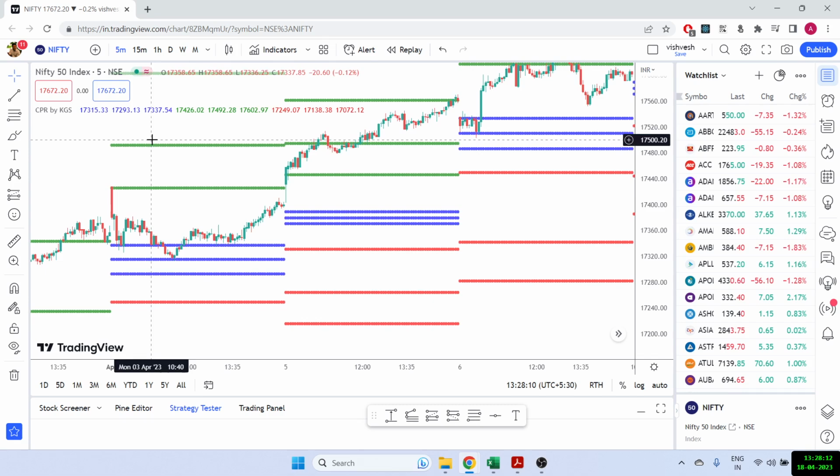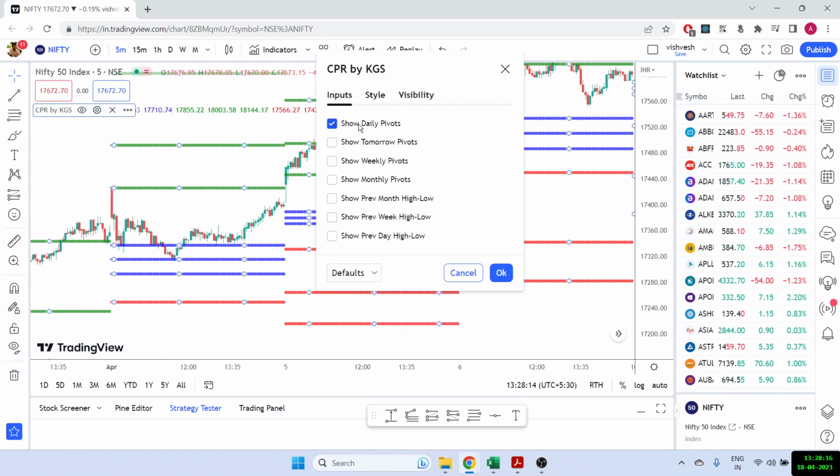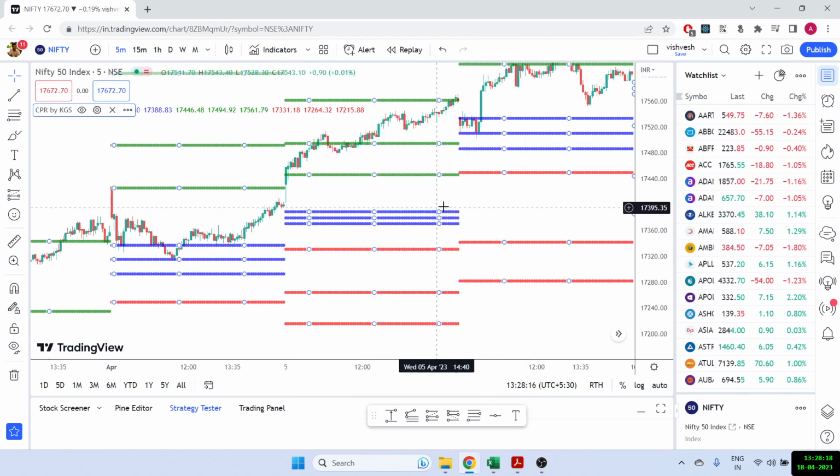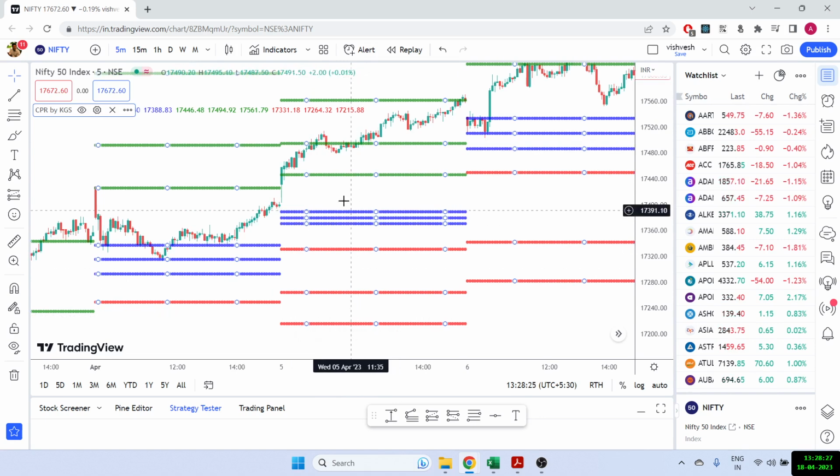So I've added the CPR. It's a normal CPR, and I'm showing the daily pivots only. So this is the daily pivot CPR, and along with that I'm showing the R1, R2 and R3 and the S1, S2 and S3. So that is the setting. Now when we see a narrow CPR for today, that means that the market can be trending.